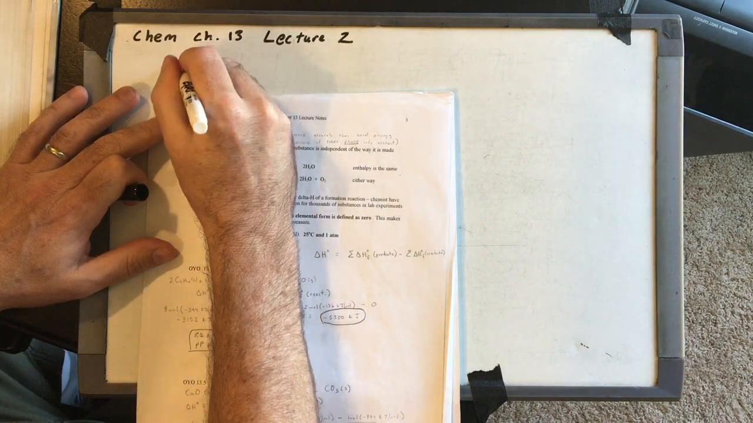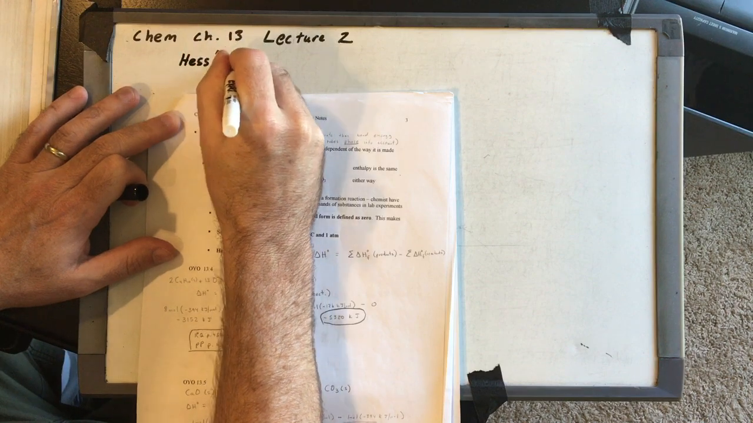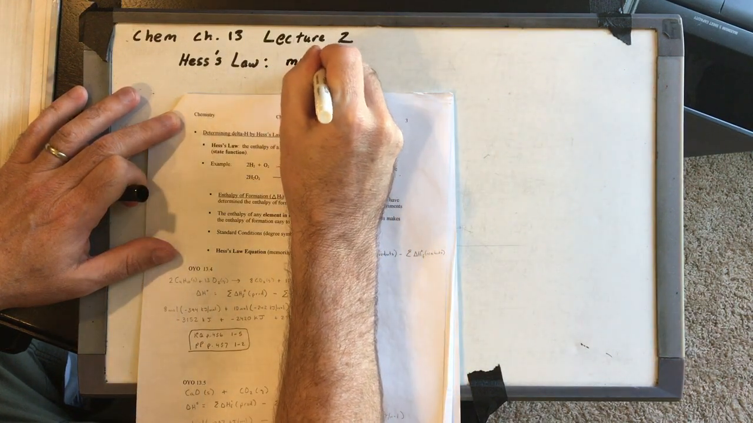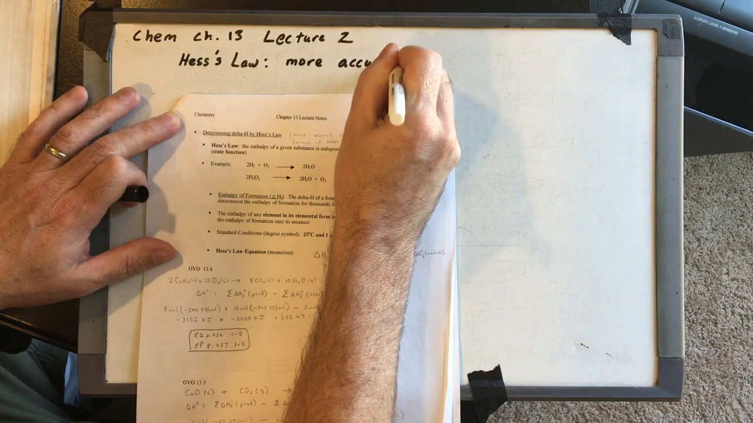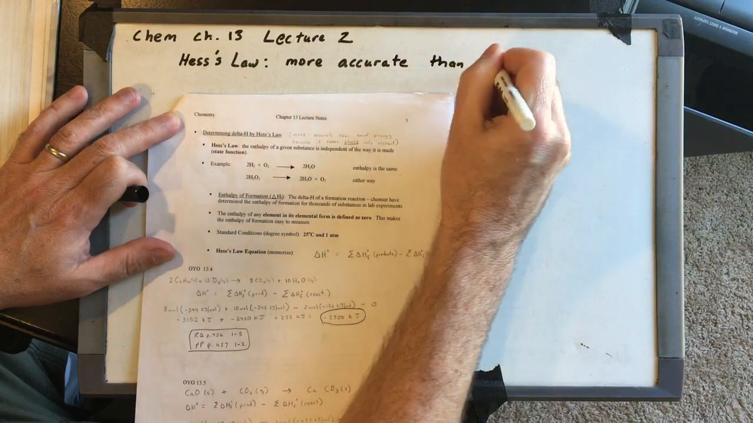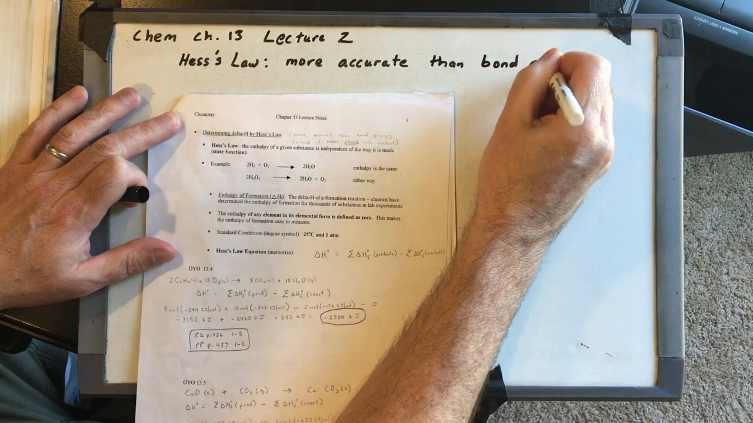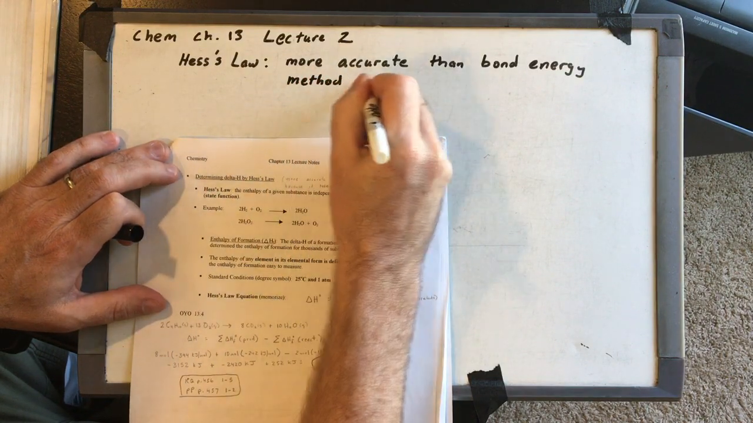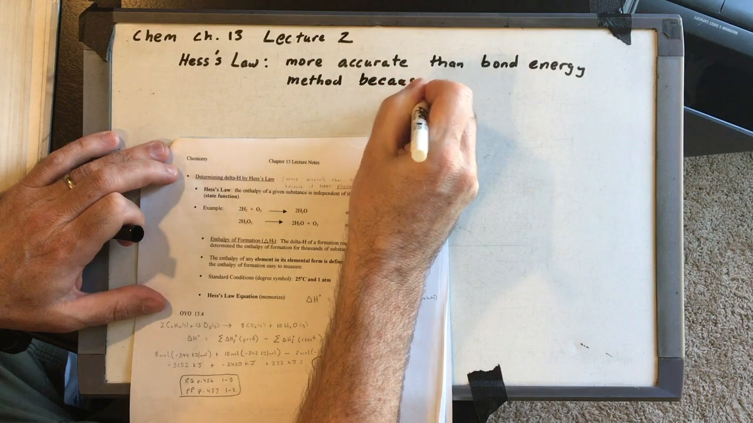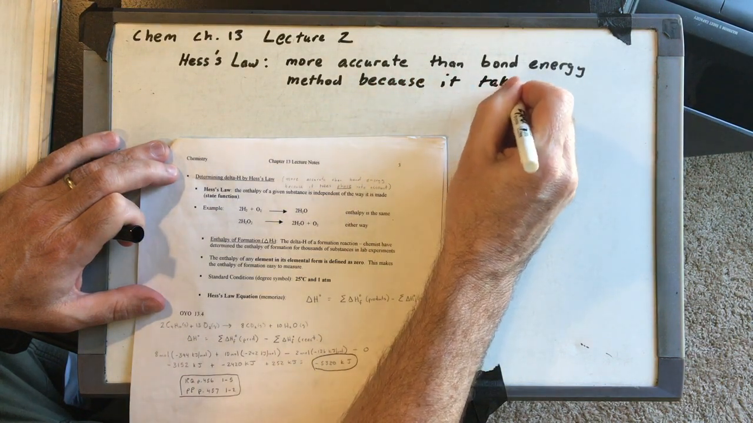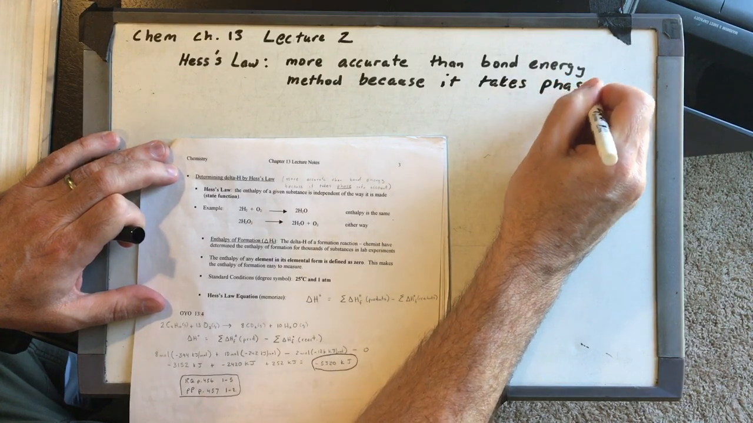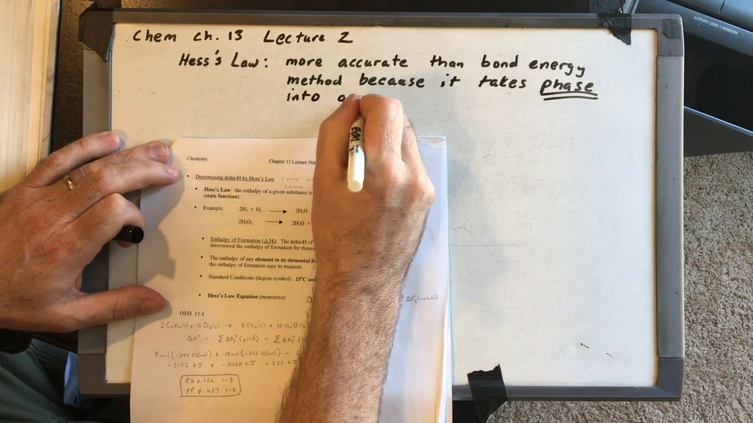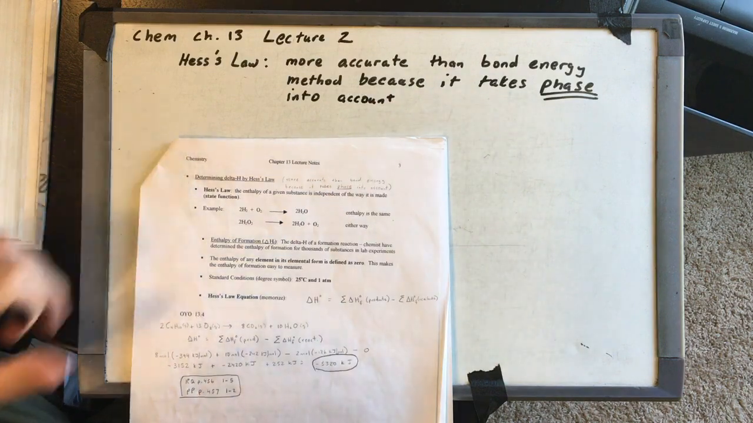So using Hess's law to determine delta H is more accurate than the bond energy method, because it takes phase into account. So the phase: solid, liquid, gas, aqueous, okay?